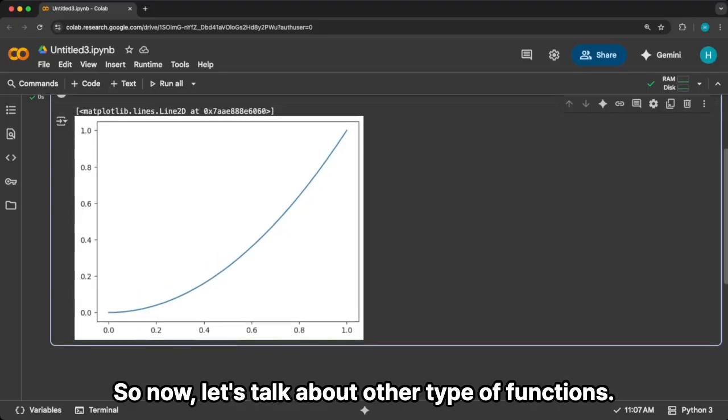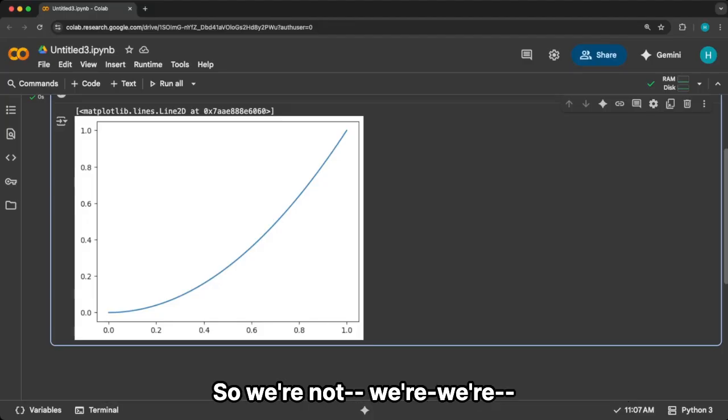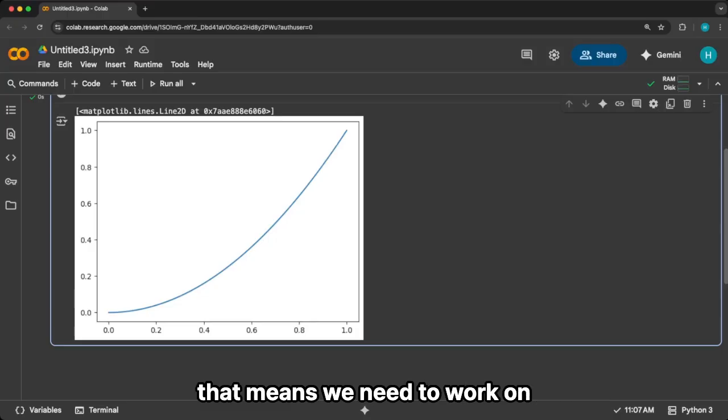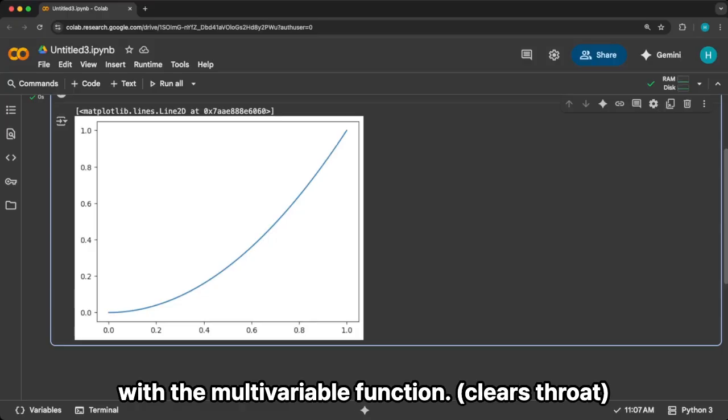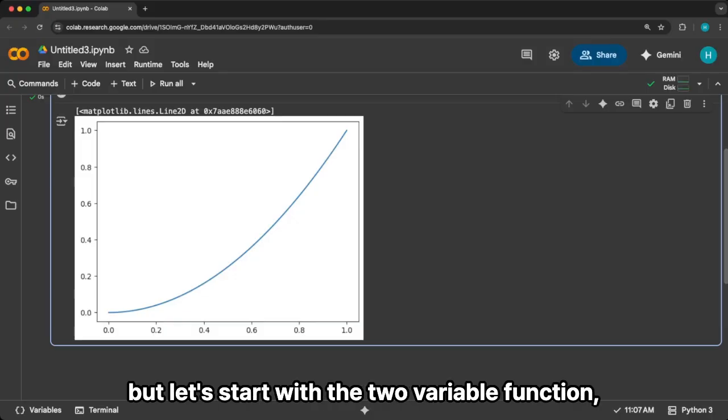So now let's talk about other types of functions. This is something you're probably familiar with. Our course title is multivariable calculus, which means we need to work with multivariable functions. So here, let's take a definition. I can define n variable functions too, but let's start with a two variable function.